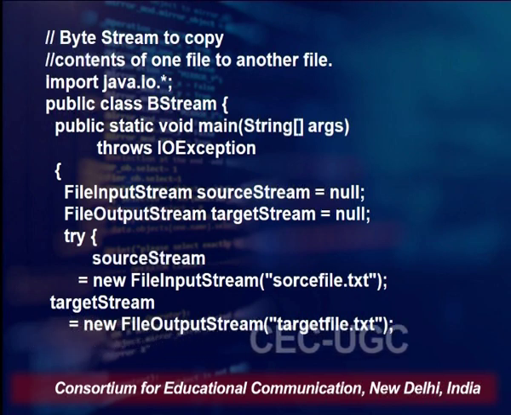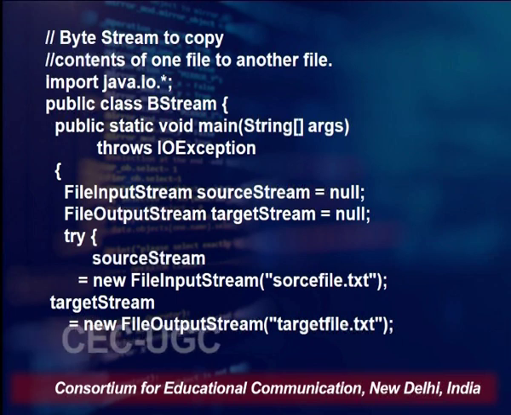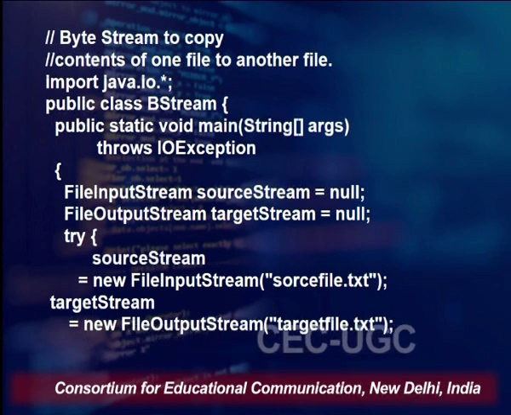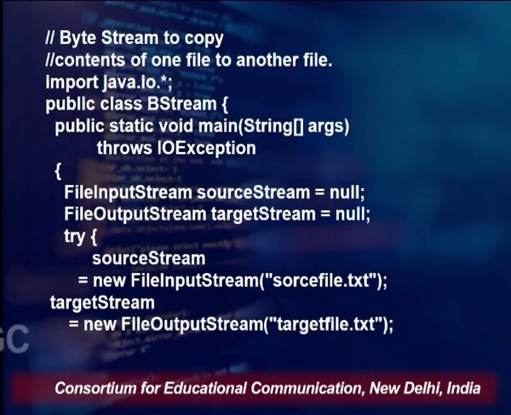The first statement of the program is import java.io.*, which is a mandatory statement in order to import the classes related to these byte stream. If we do not import this library, we will not have the required classes, so we will not be able to make the program. Then we have public class BStream, which is the main class, and it has the function main.